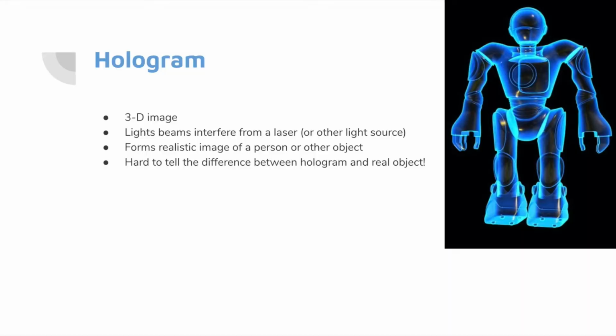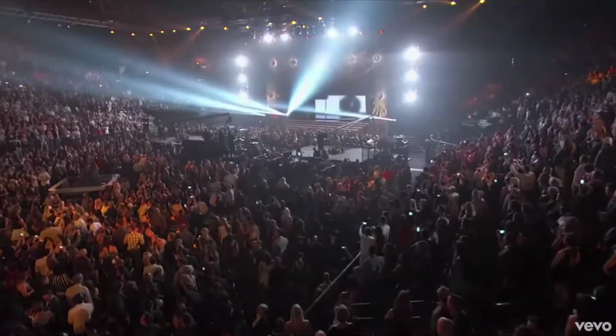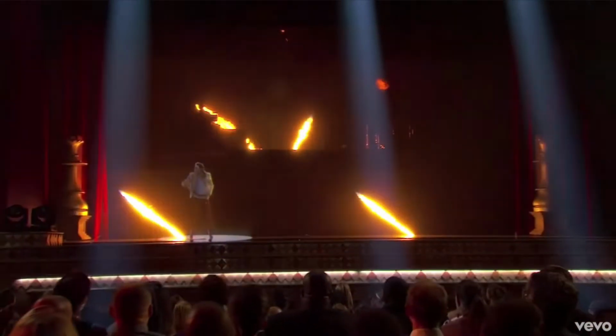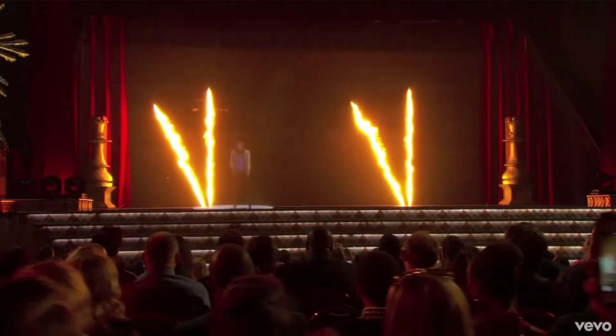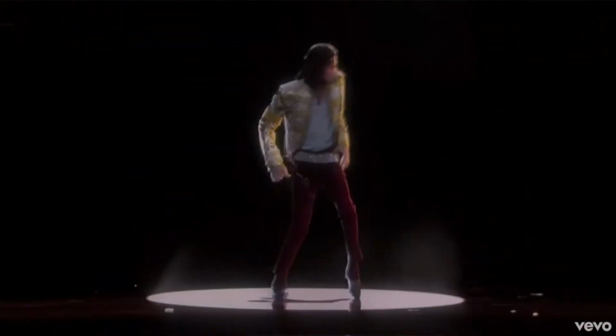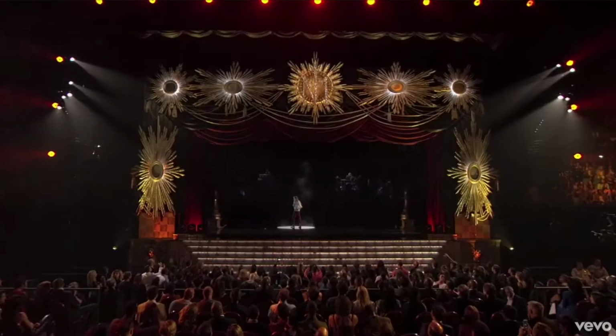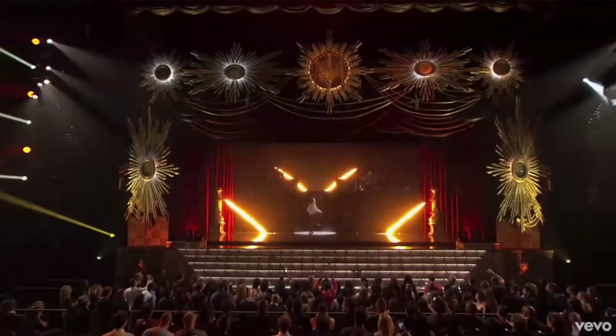Hologram. A hologram is a realistic, three-dimensional image that is created using interference from a laser or other form of light. Famous examples include holograms of late artists Michael Jackson and Tupac Shakur performing on stage. These projections can be so realistic that it can be hard to tell the difference between a hologram and a real object, and the technology is still improving.